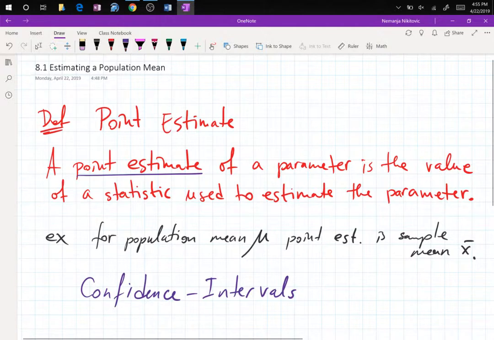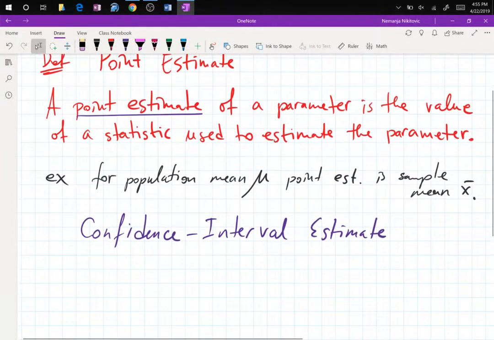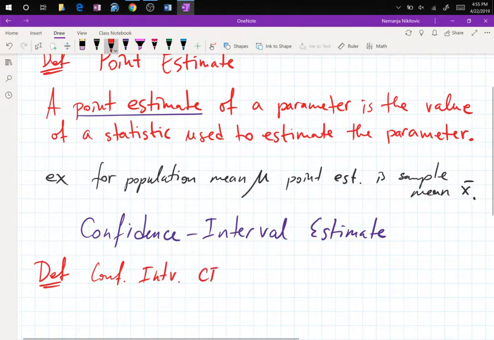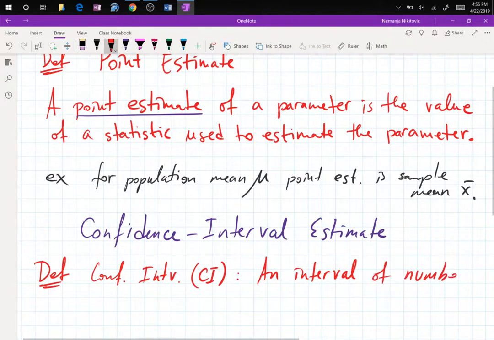Confidence interval estimate. Where we say, more definitions now. A confidence interval, which we denote with CI, is an interval of numbers obtained from a point estimate of a parameter.